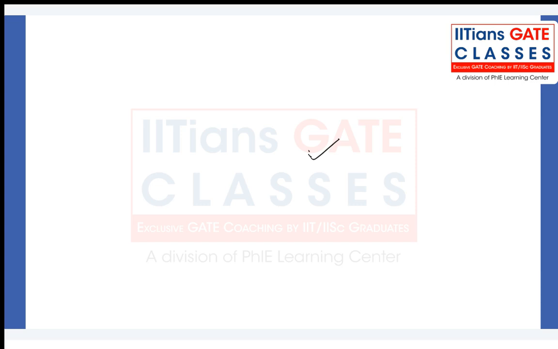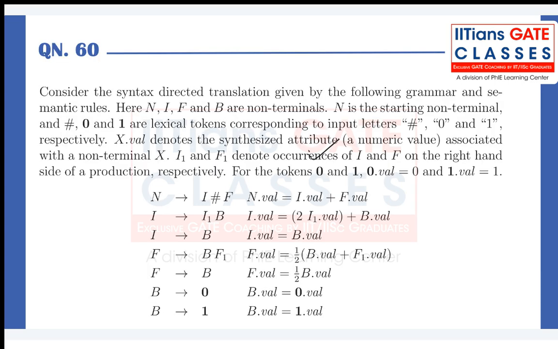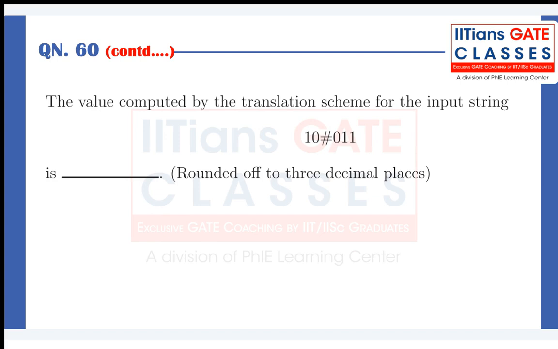We look into the final question that was asked in the compiler design subject. Consider the syntax directed translation given by the following grammar and semantic rules. Here N, I, F, and B are non-terminals. N is the starting non-terminal. X.val denotes the synthesized attribute, a numeric value associated with non-terminal X. I1 and F1 denote the occurrences of I and F on the right hand side of the production respectively. For the tokens 0 and 1, 0.val is 0 and 1.val is 1. The value computed by the translation scheme for the input string is what? Rounded up to 3 decimal places.